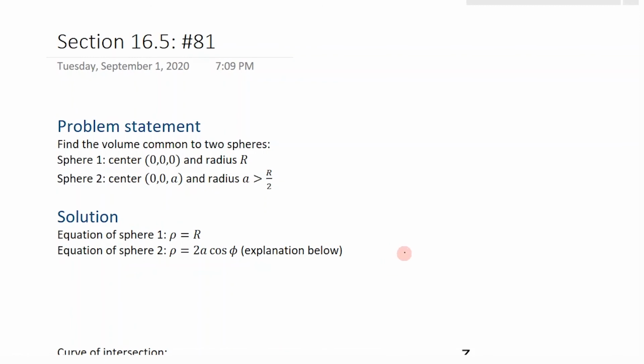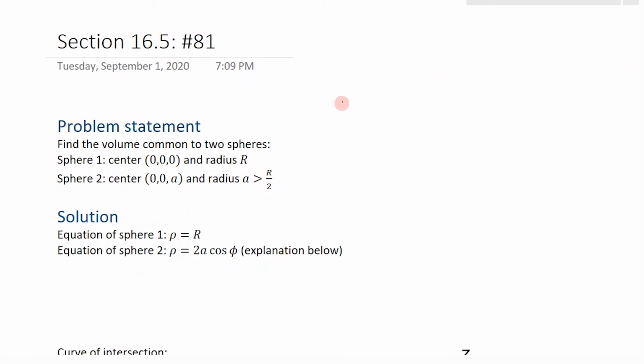Problem 81 from 16.5, you are asked to find the volume common to two spheres. The first sphere is at the origin and has radius r. The second sphere is shifted up by a and has radius a, and you're also told that a is greater than r over 2.